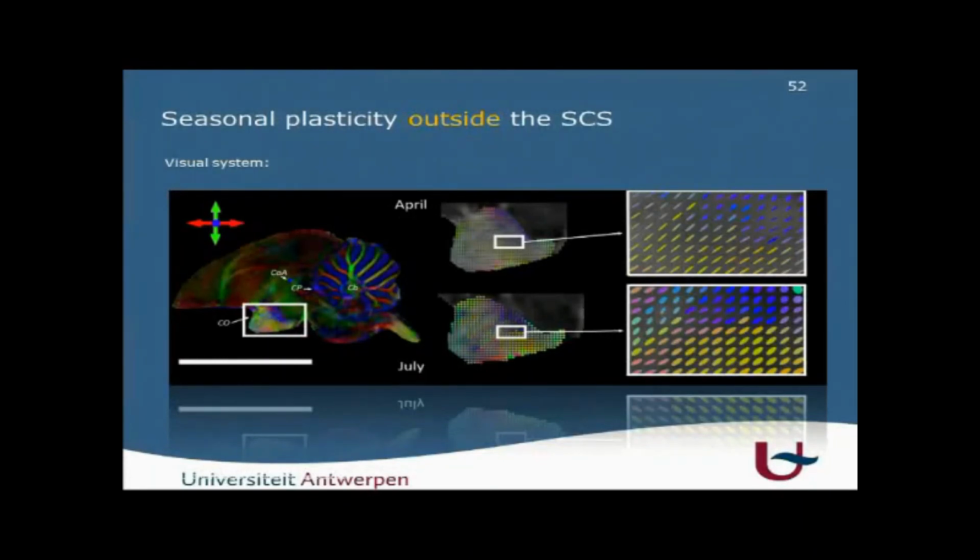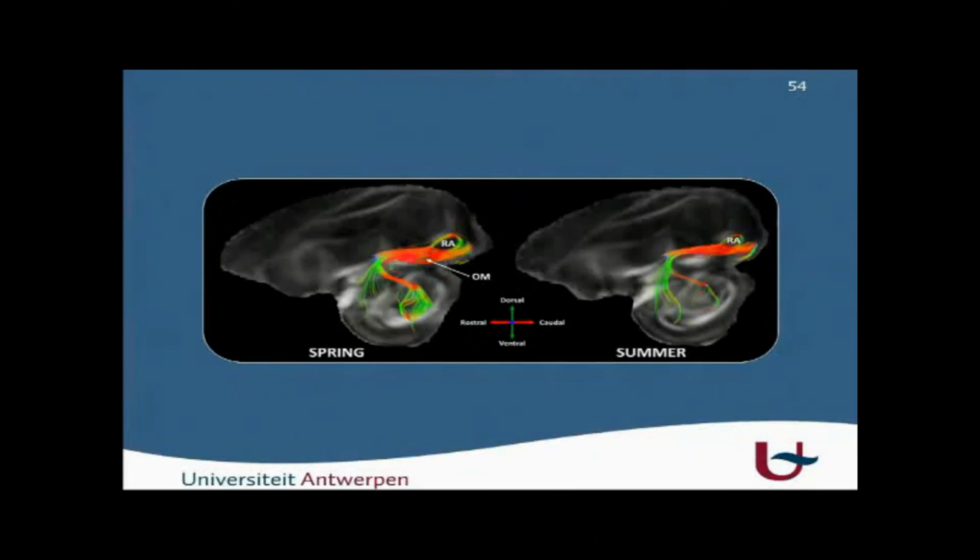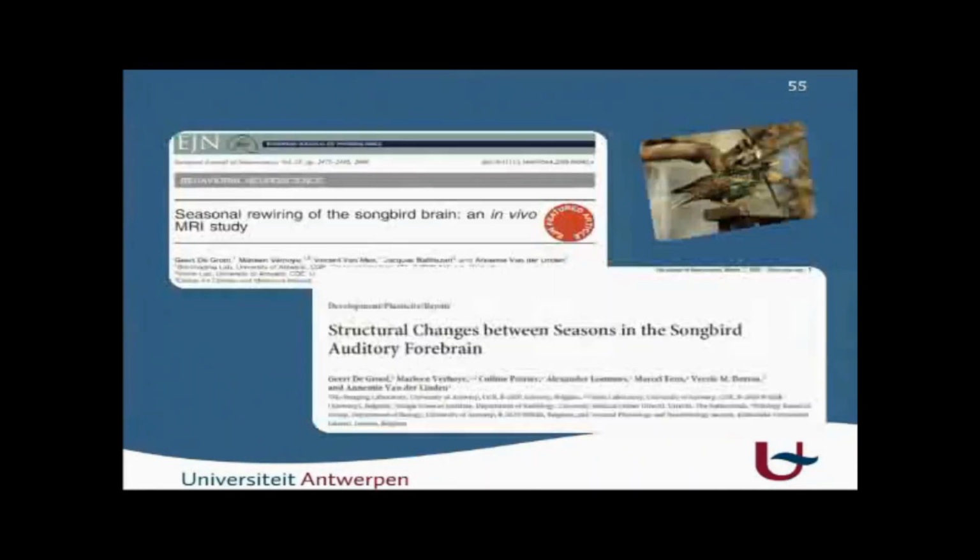Okay. What you can see here is how the optic chiasm, for instance, is changing seasonally, as a nice example. And here you can see how the connections of the song control system also become tighter in spring as compared to summer. So you can really visualize seasonal rewiring of the brain, and you can quantify it. This is another example of fibers that go lower in the brain and are responsible for singing.